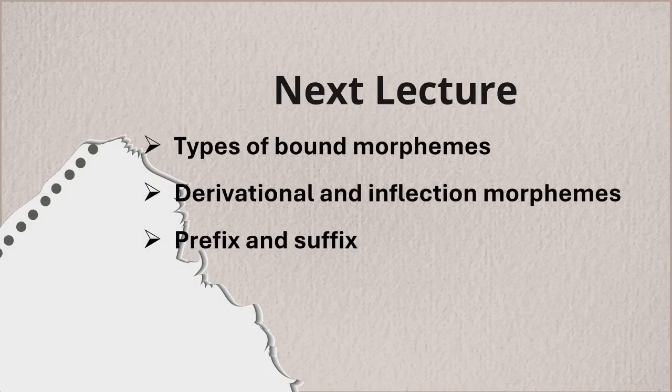In our next lecture, we'll take a closer look at the types of bound morphemes, derivational and inflectional. We will explore how derivational morphemes create new words and meanings through prefixes and suffixes, and how inflectional morphemes modify words to show grammatical relationships. So stay tuned for the next video in our crash course on morphology.